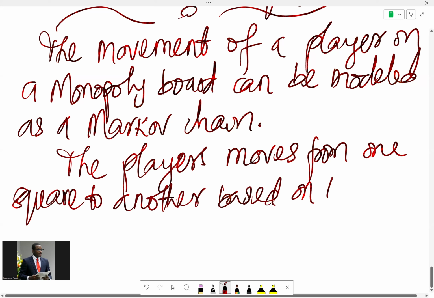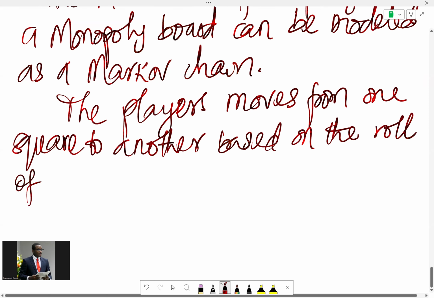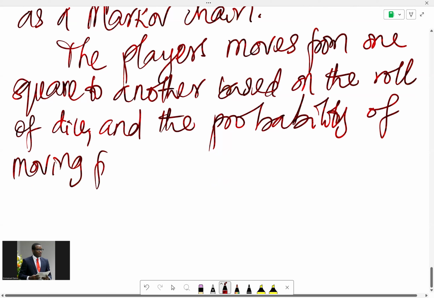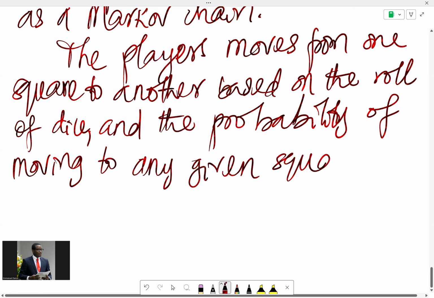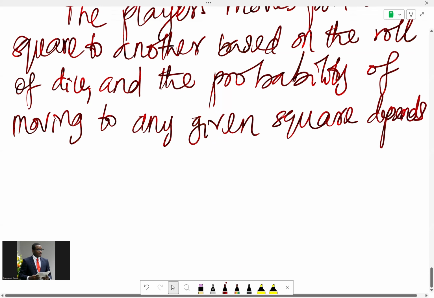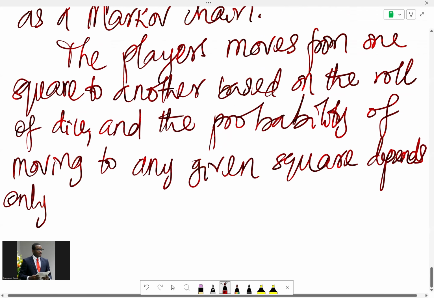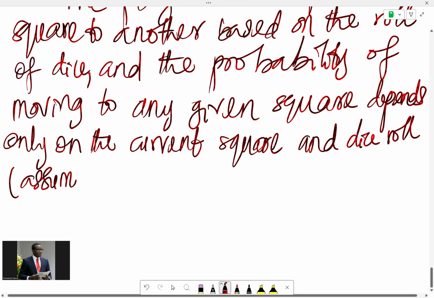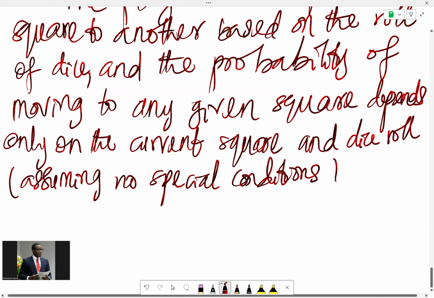based on the roll of dice, and the probability of moving to any given square depends only on the current square and the dice roll. That is assuming no special conditions like jail.